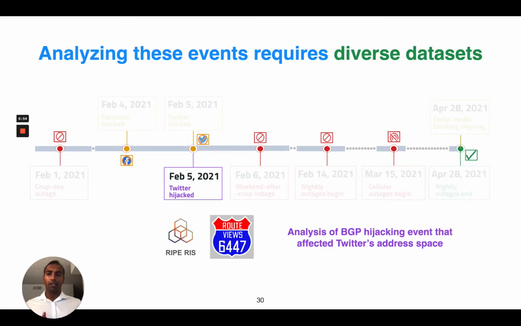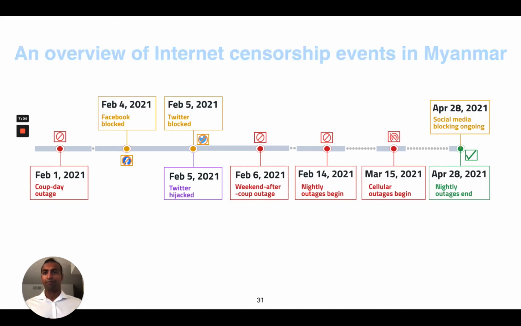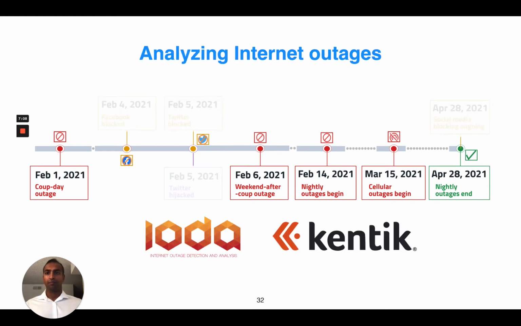And for our analysis of the Twitter hijacking event, we use BGP data collected by the RouteViews and RIPE RIS projects. To get more information about any of these datasets, I encourage you to read our paper. So let's dig into some of the details revealed by each of these datasets. First, let's examine internet outages using data from IODA and Kentik.